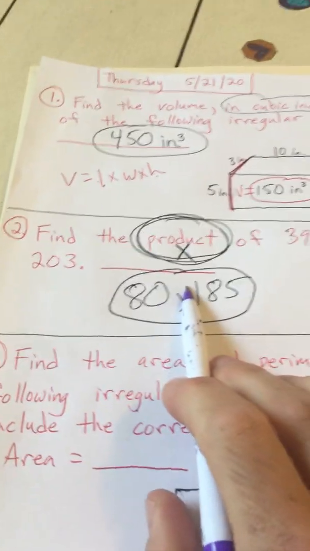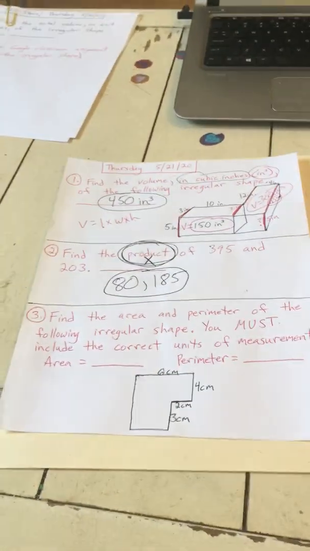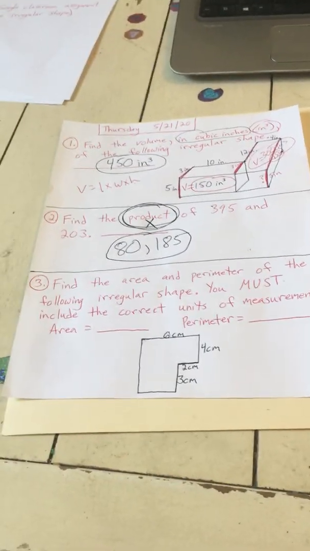80,185. Check carefully that you have it right. 80,185. Give yourself some snaps if you got that. Nice work. We got one more problem to work on.